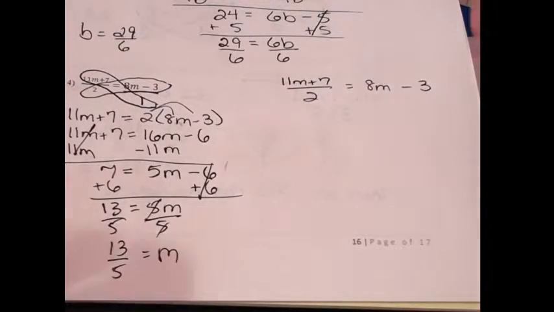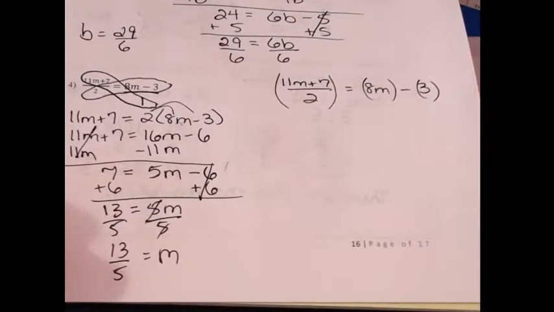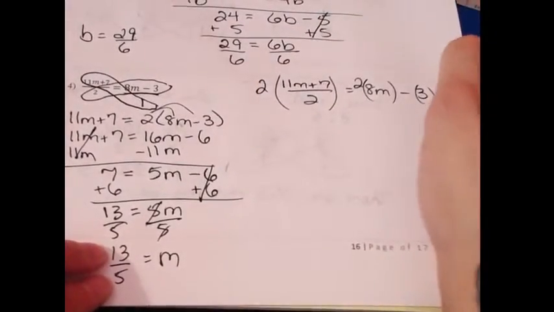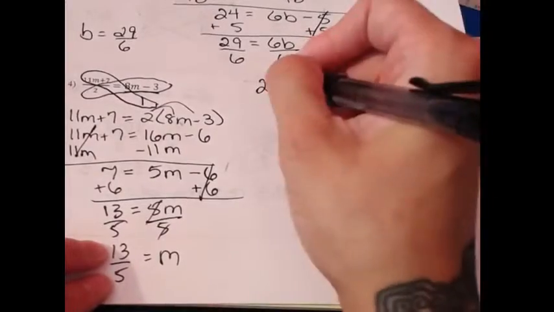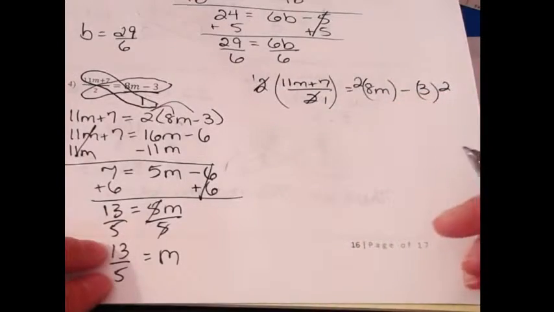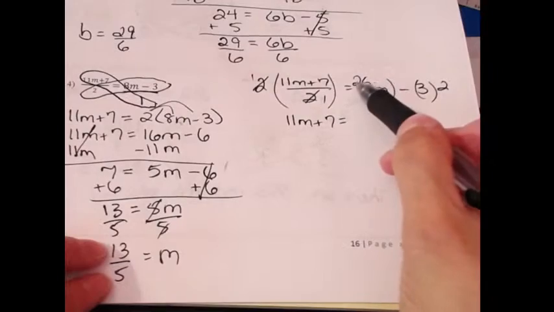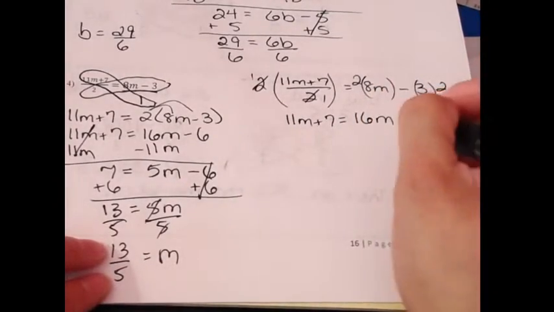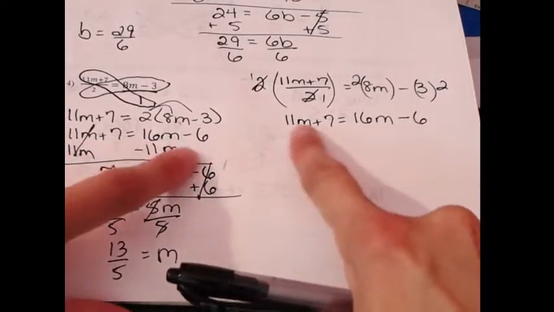What if instead I wanted to simply use the LCD, just like we have in the past? What if instead I'd simply want to multiply by the LCD, which is 2? So in this first term, I notice numerator, denominator, 2 divides into 2, leaving us with 1s. But 1 times 11m plus 7 is simply 11m plus 7. Then I have 2 times 8m, which is 16m. And now I have negative 3 times 2, which is negative 6. Take a look at these equations.